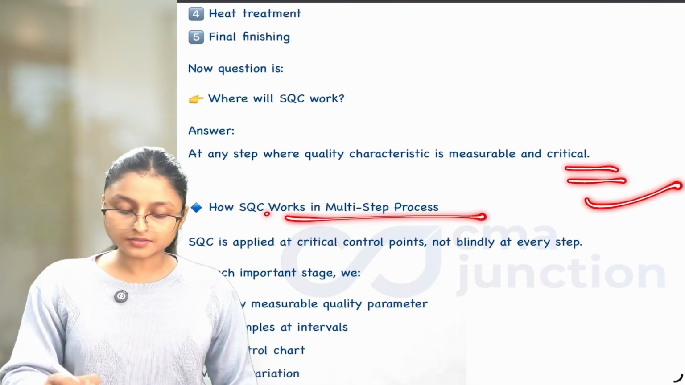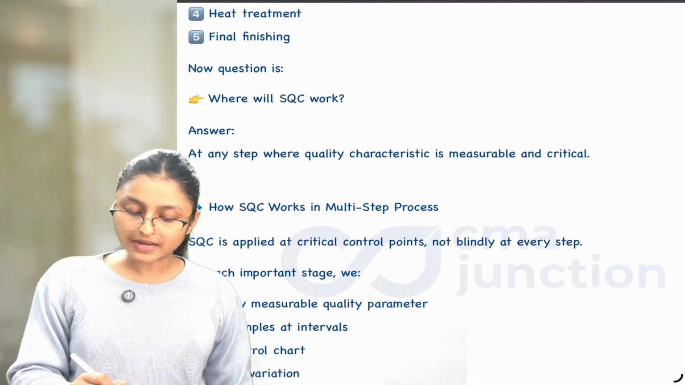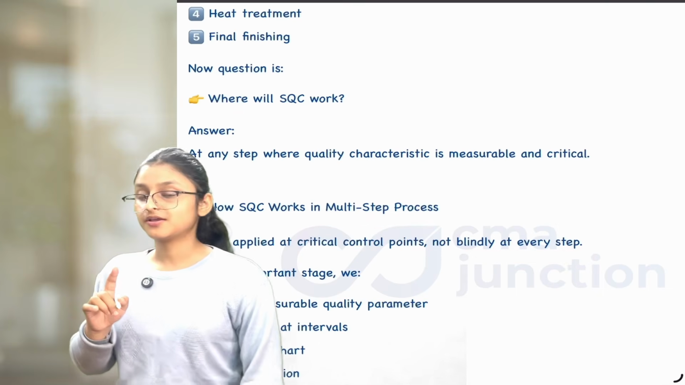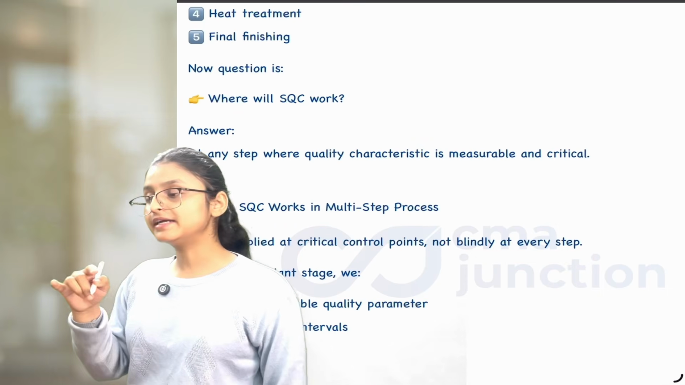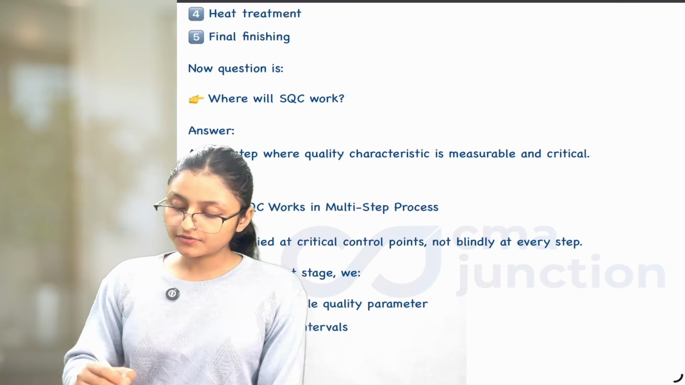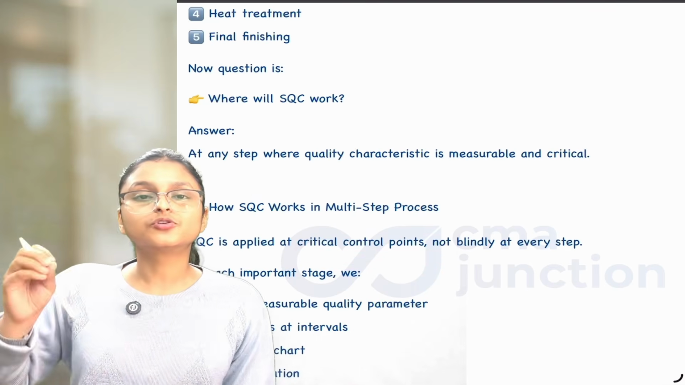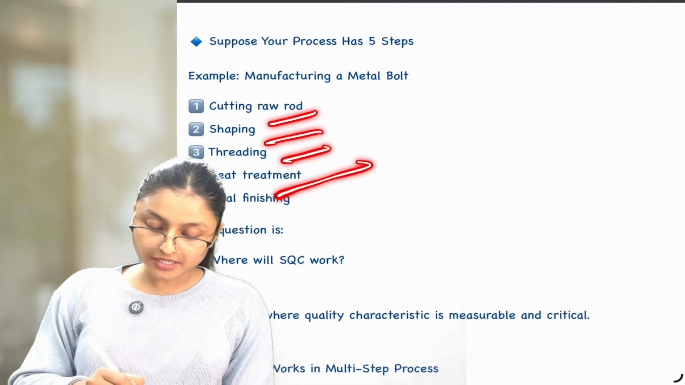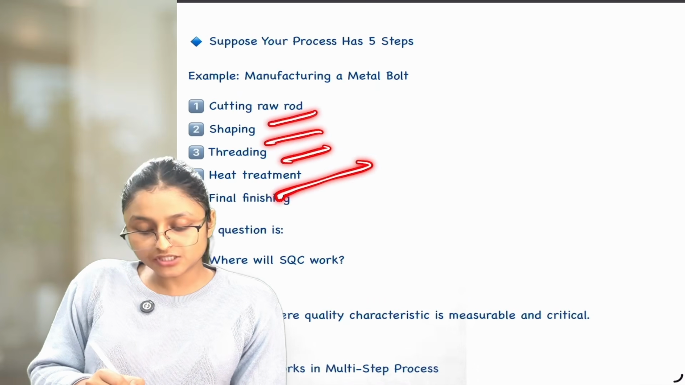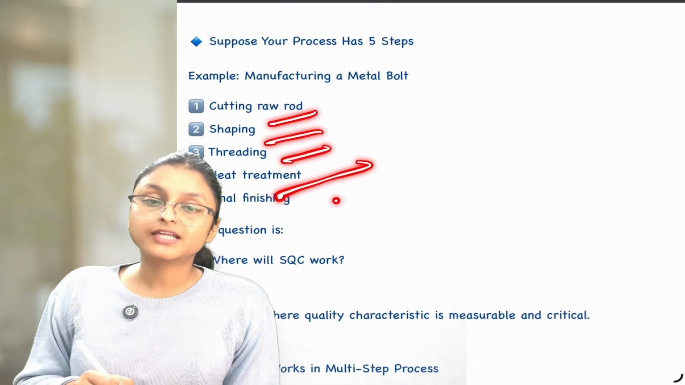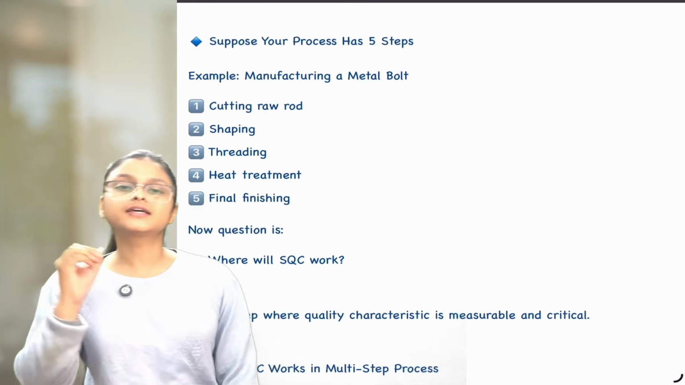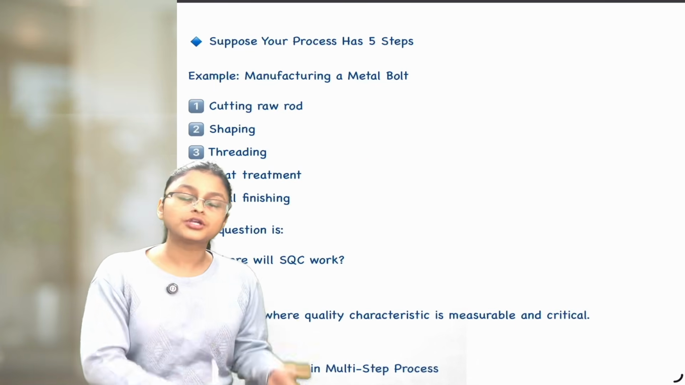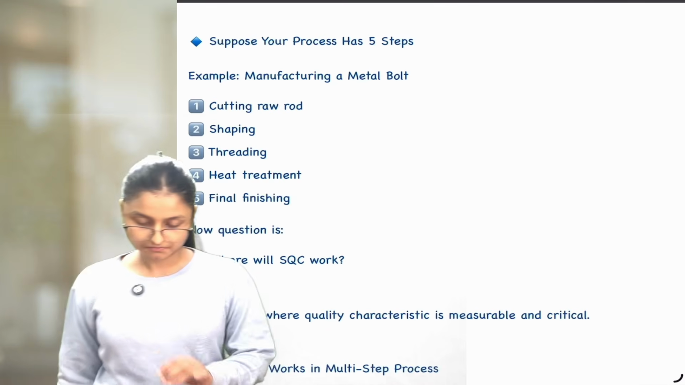How does SQC work in a multi-step process? SQC is applied at critical control points, not blindly at every step. So we understood that we are not going to apply it at every step blindly. We will only apply it at critical control points. Now these critical control points can happen after every step, then you will apply it at every step. But if it is not at every step, then you will apply it only at the critical control points where variations are heavy, where you need to control those variations.